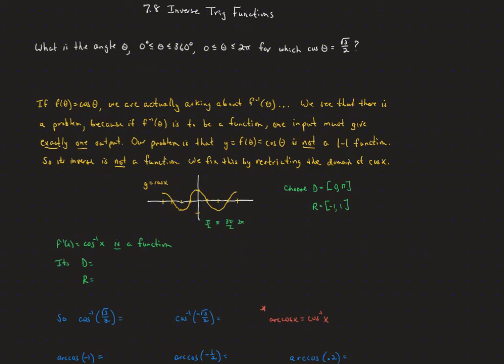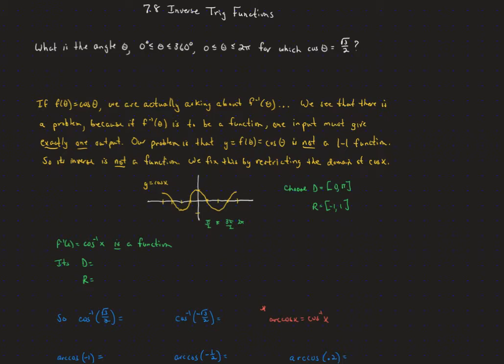We're going to talk about section 7.8 in our book, inverse trig functions. Inverse functions in general are kind of tricky, and when you throw in the trig complication, I think it becomes even more so. So we'll try to sort this out. So first we just ask a question in general. What is the angle theta?